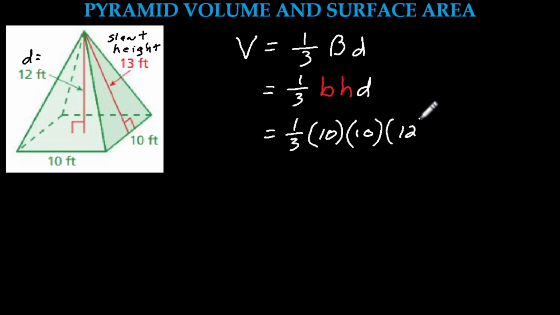Now before we start, if we're able to get rid of this 1/3, we should do it now. So 1/3 of 12 is 4. So now we just multiply. So 10 times 10 is 100, times 4 is 400. So our volume is 400 feet cubed.